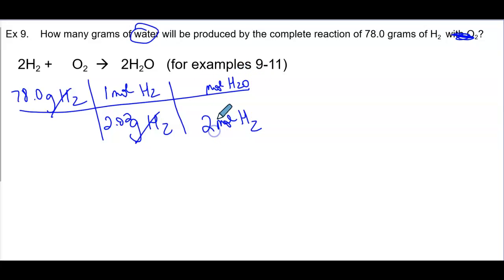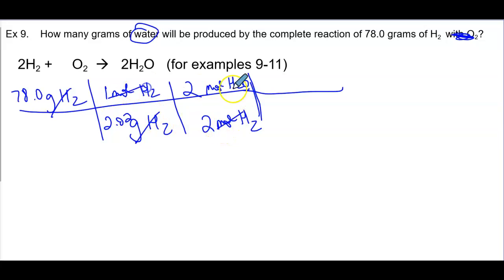So I have 2 moles of H2 here and 2 moles of H2O. Where do I get those numbers? From my balanced equation. Remember that where I'm going goes on top. We were going to water. Why did I mole shuffle in this step? Because I ended up with moles on top here. Once I got moles on top, my next step is always to mole shuffle.